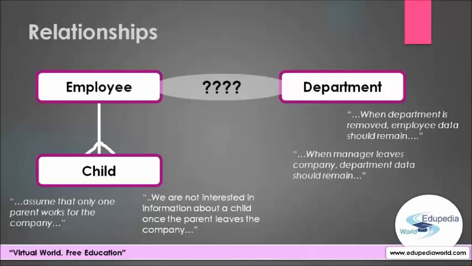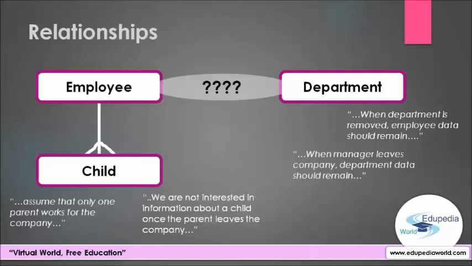And also there is another statement saying, we are not interested in information about a child once the parent leaves the company. That means, once the employee record is deleted from the employee entity, the related child records should be deleted. That means we have to enforce the cascade delete referential integrity in this relationship. And now what is the relationship between the employee and the department entities?